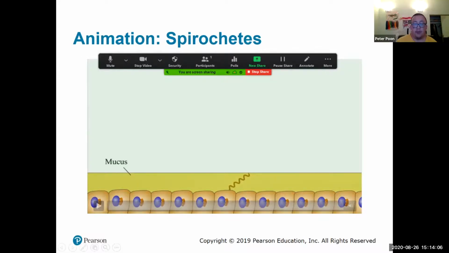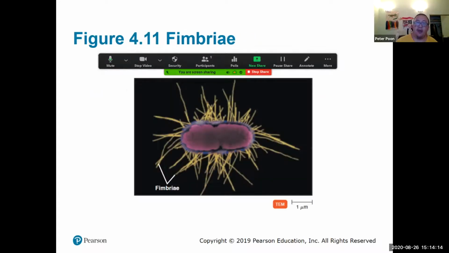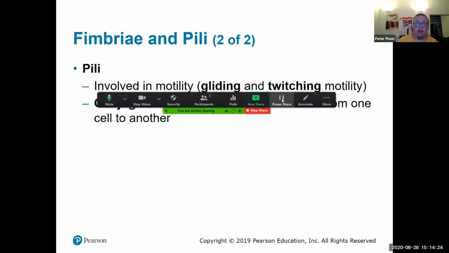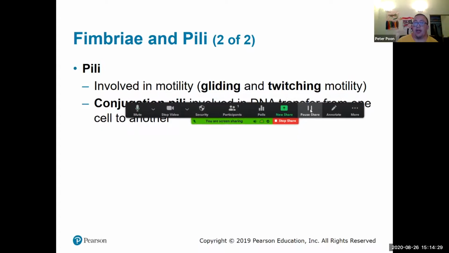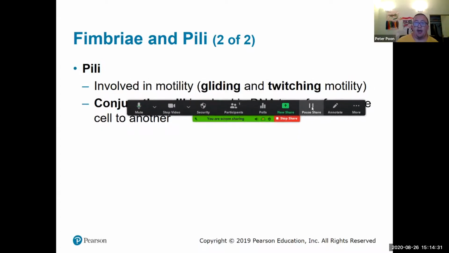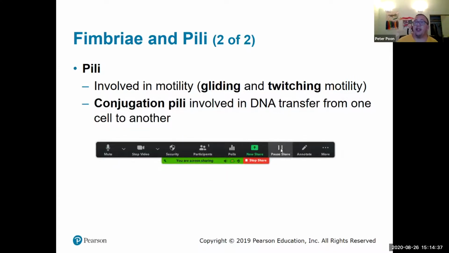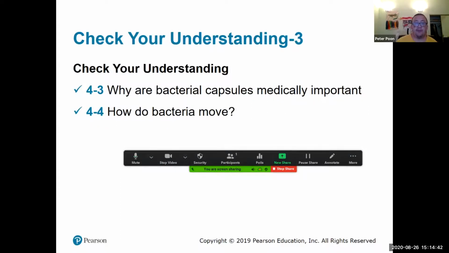So fimbriae and pili. Fimbriae are like little hair-like appendages, and that makes the cell sticky, so they can stick to surfaces better. Pili are something a little bit different. They're involved in motility and not stickiness. There's also something called a conjugation pilus, which is involved in DNA transfer, and we'll talk much more about that in another chapter.